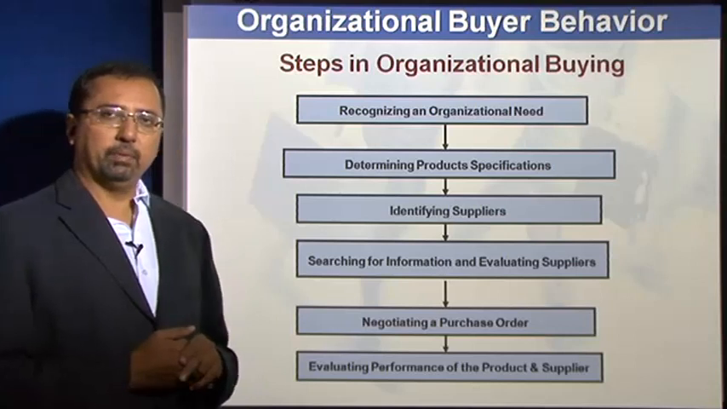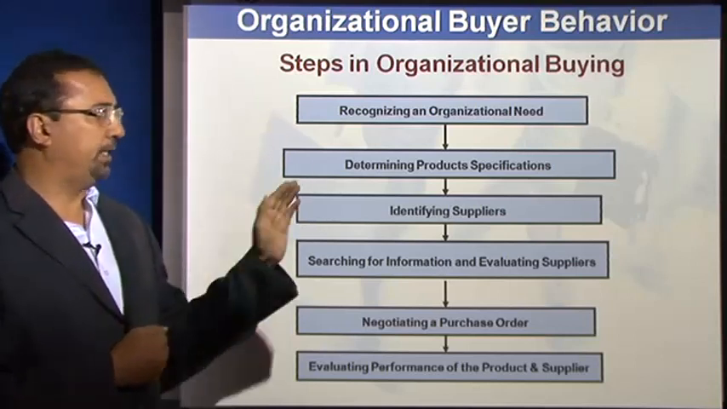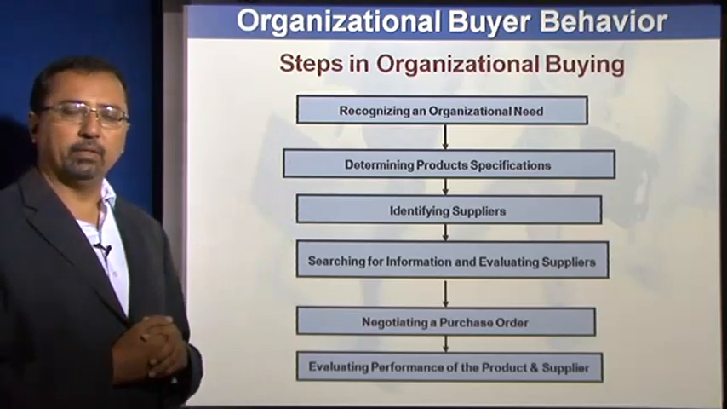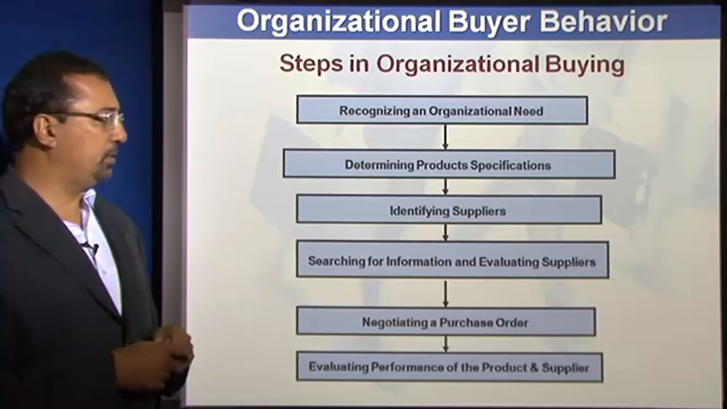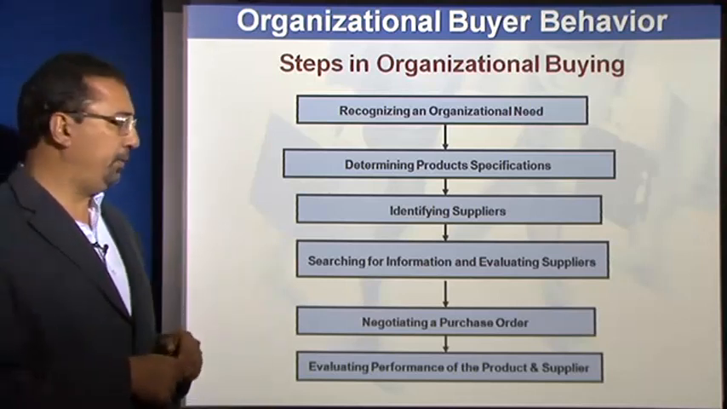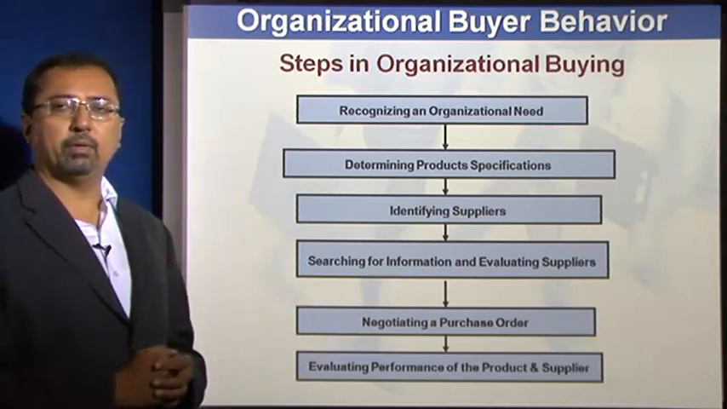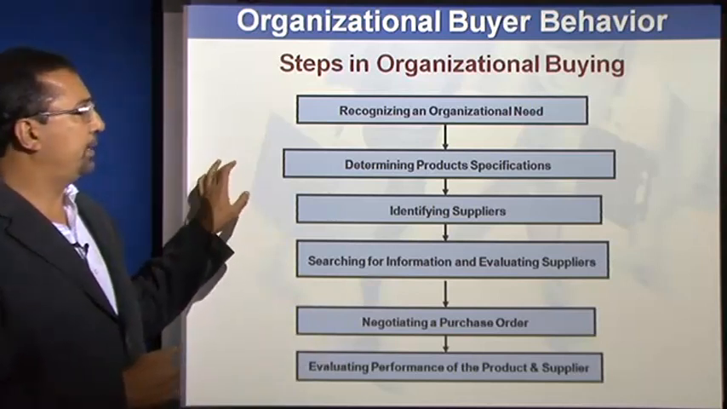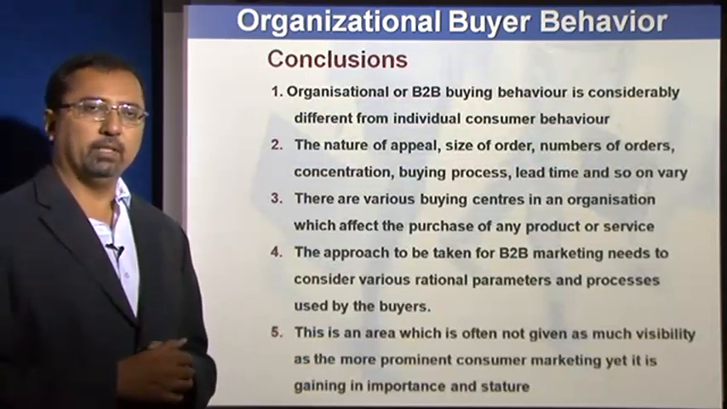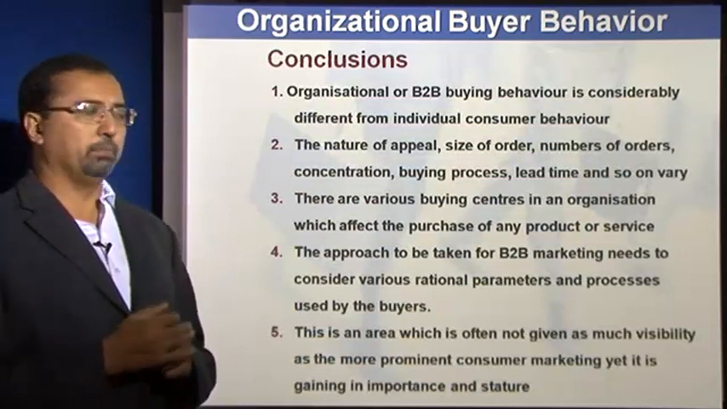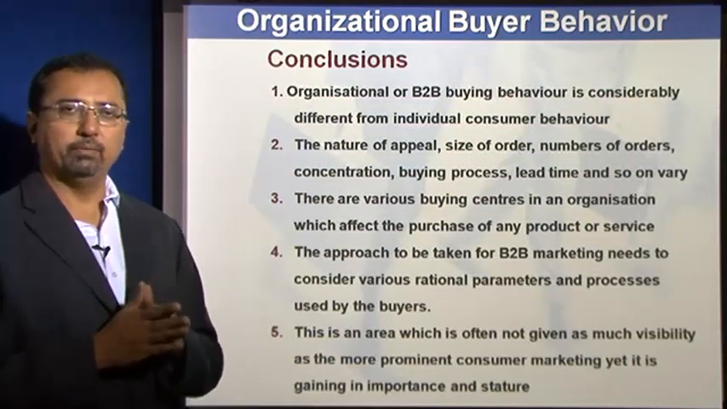Therefore, if you look at a company, the various steps in its buying process are identification of a need, determining the alternatives and the specifications, looking at different suppliers that are out there, asking for information and evaluating the suppliers, negotiating the order, and then keeping on evaluating, monitoring the performance of the supplier. So, to conclude this chapter, organizational or business to business buying behavior, as you can see from this, is considerably different from how an individual buys.